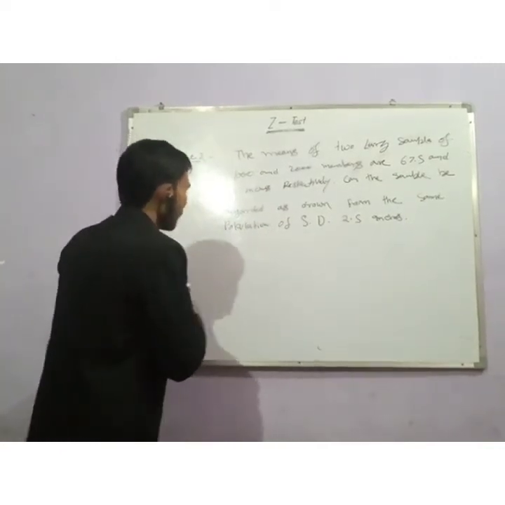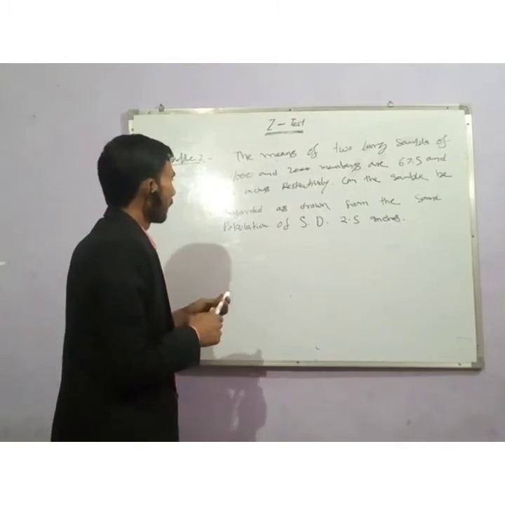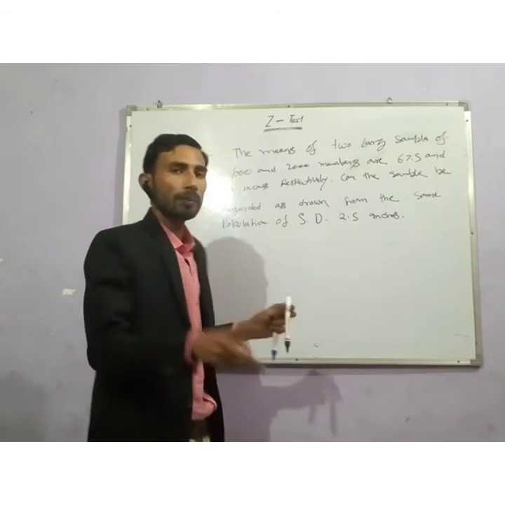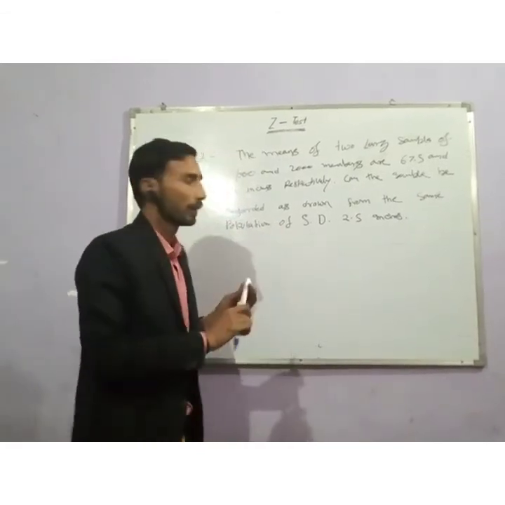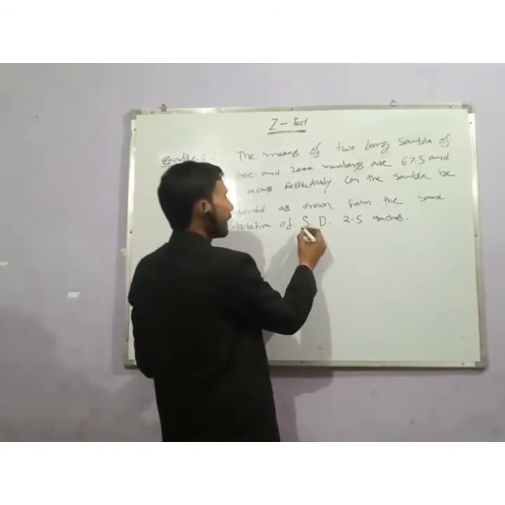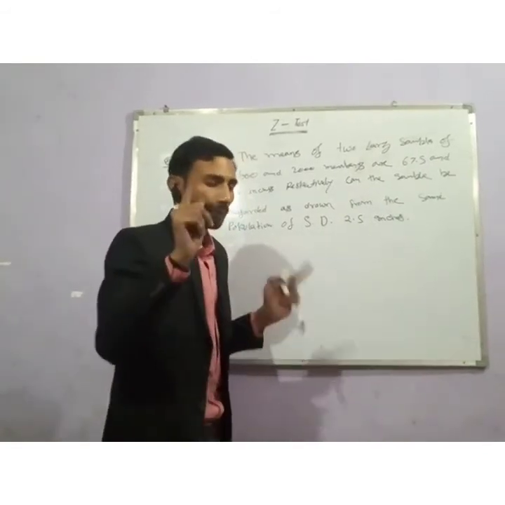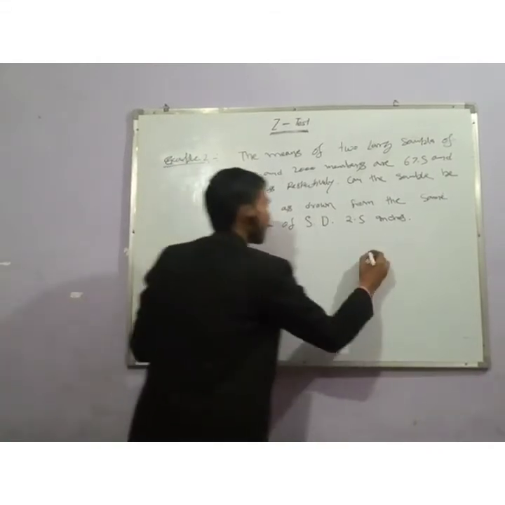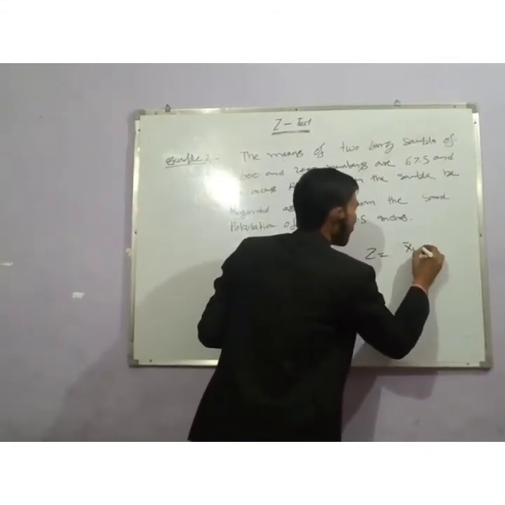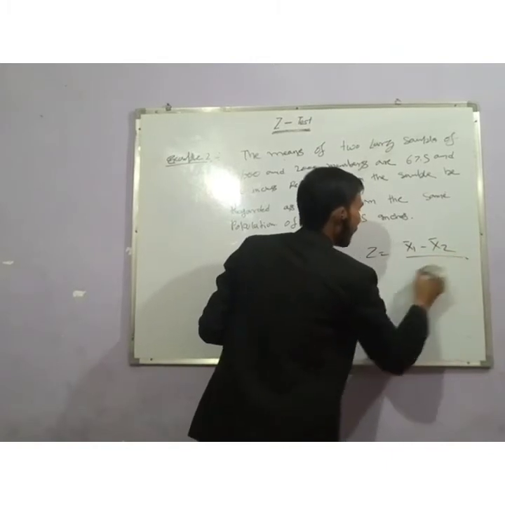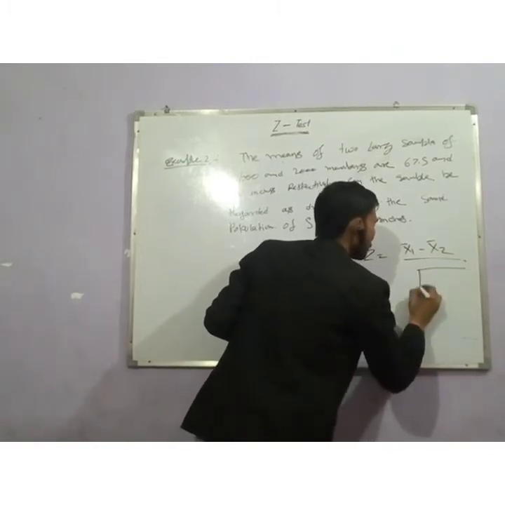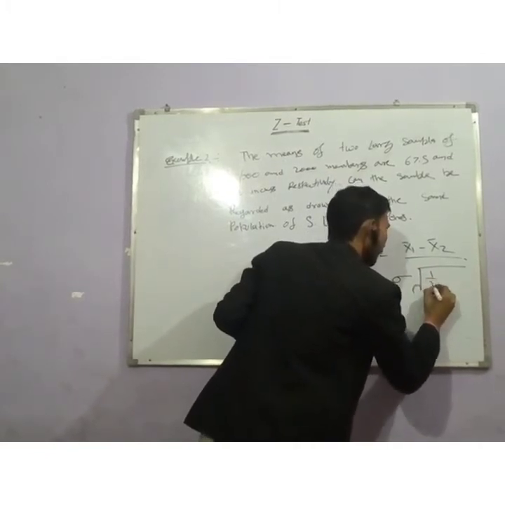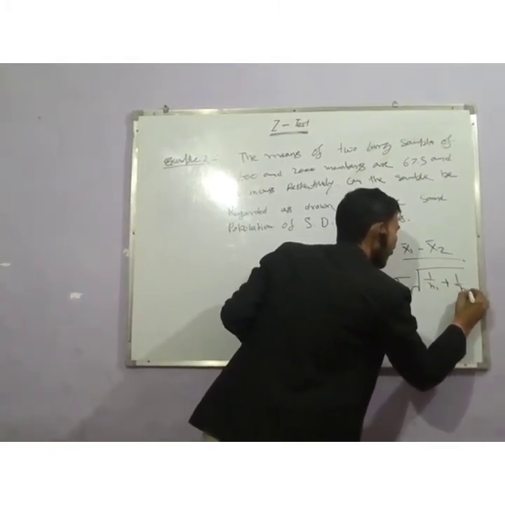This condition is the second type of condition of the Z test, where two samples are drawn from the same population, only one population. So here the standard deviation is only one. Okay, so use this formula: Z equal to x bar 1 minus x bar 2 divided by standard deviation multiplied by the square root of 1 by n1 plus 1 by n2.